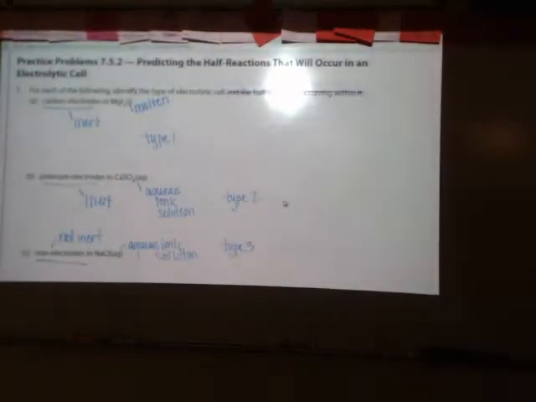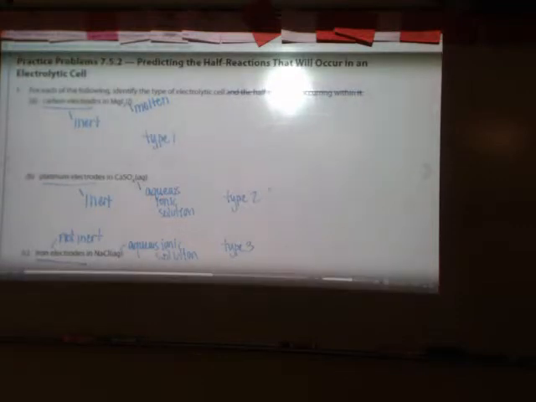Question: How can you tell if one's inert? I told you that in the notes on the previous page. Inert electrodes would be carbon and platinum. And basically everything else would be non-inert for you.